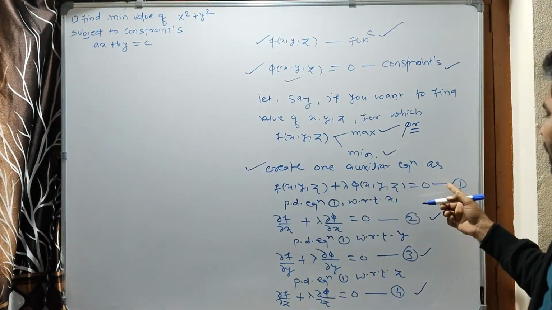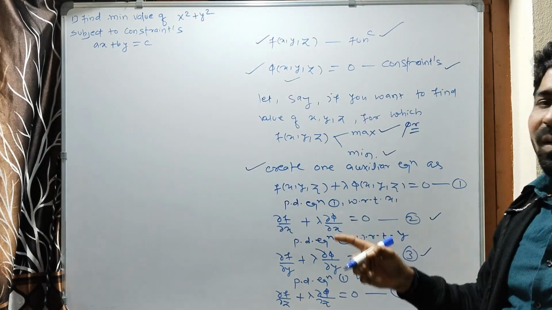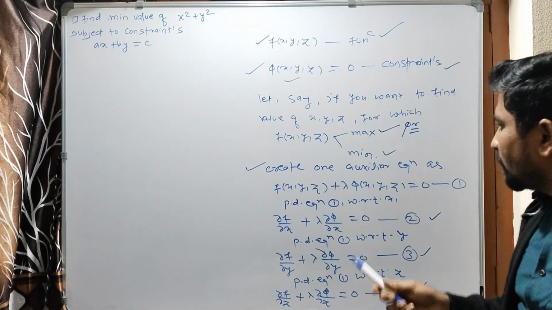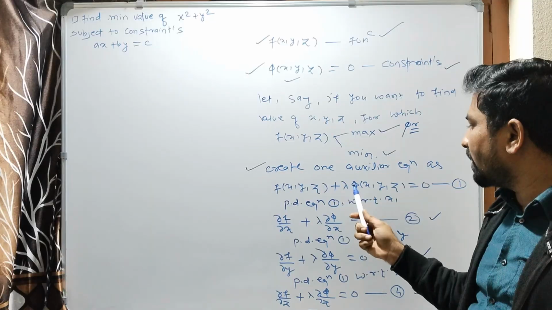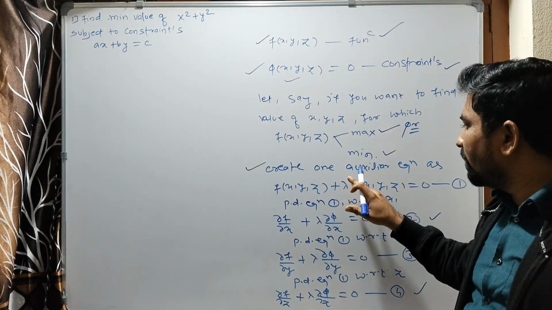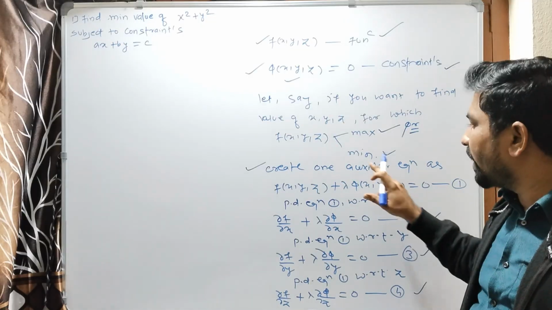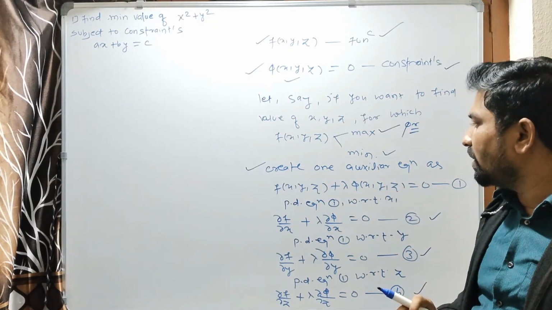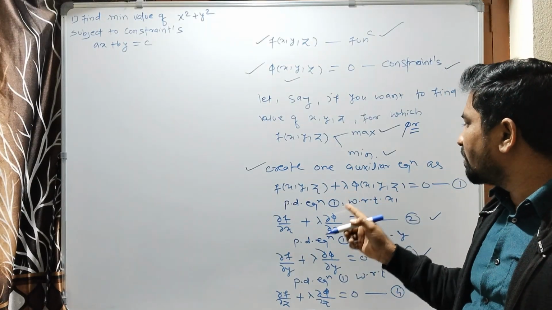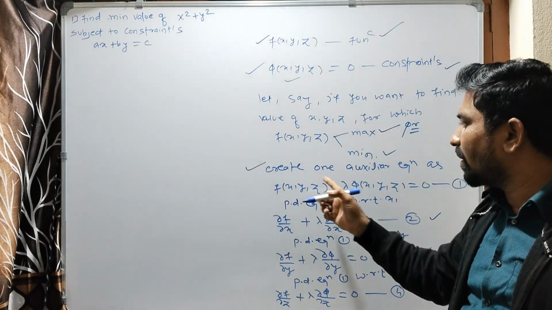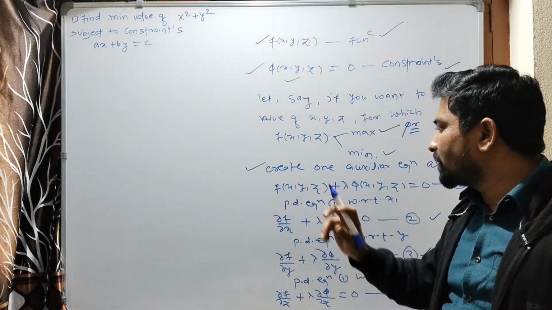After that, this lambda is your Lagrange's multiplier. That lambda shows the effect here. If lambda is more, this means that my constraint has more effect on the objective function. If my lambda is less, my constraint has less effect on my objective function f.